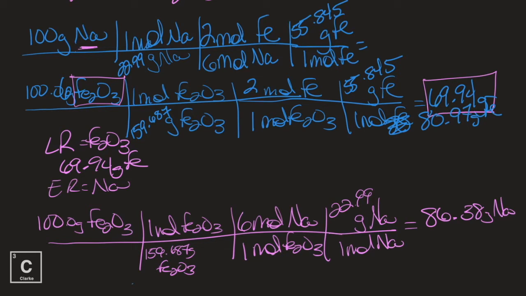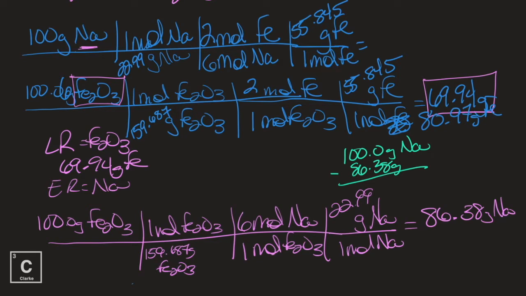Let's still talk about what this means. The reaction utilized all 100 grams of iron 3 oxide. When it utilized all 100 grams, it only needed 86.38 grams of sodium to do so. But remember, we started the problem out with 100 grams. So if we take that original 100 grams of sodium and subtract it by how much sodium our reaction actually used, we will get how much excess is left over after the reaction is complete.